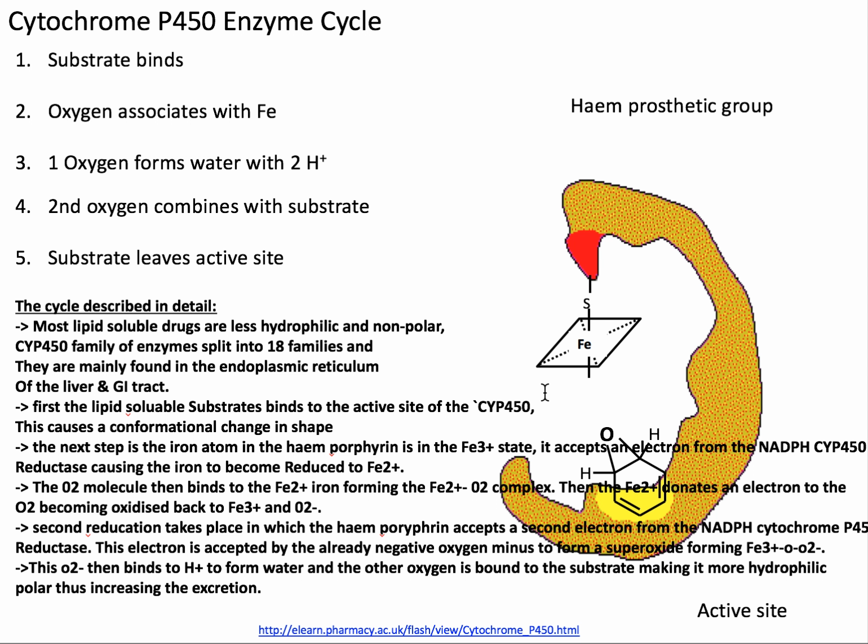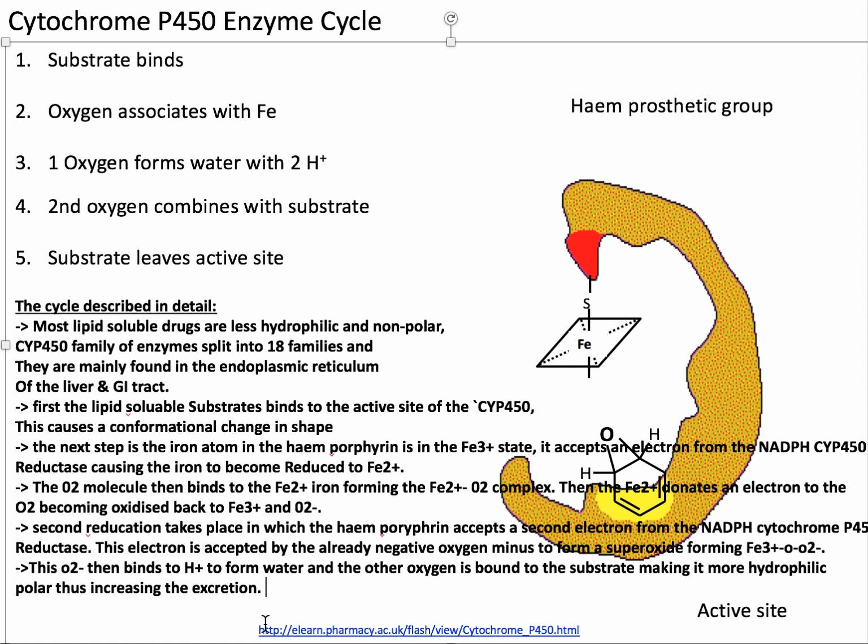This O2− then binds to H+, so this forms water, and the leftover O, which is here, goes and binds onto the substrate to form some sort of an epoxide, or it hydroxylates it, basically. So an oxidation occurs, making the substrate more hydrophilic and more polar, thus increasing the excretion.